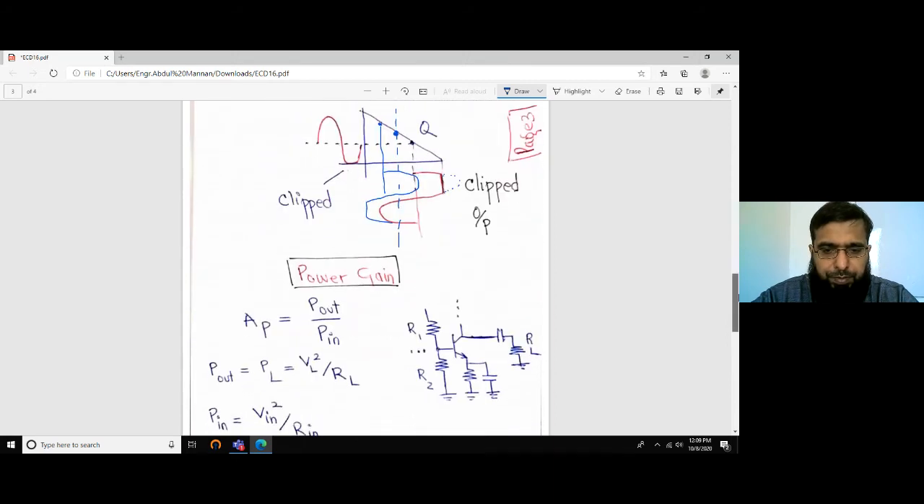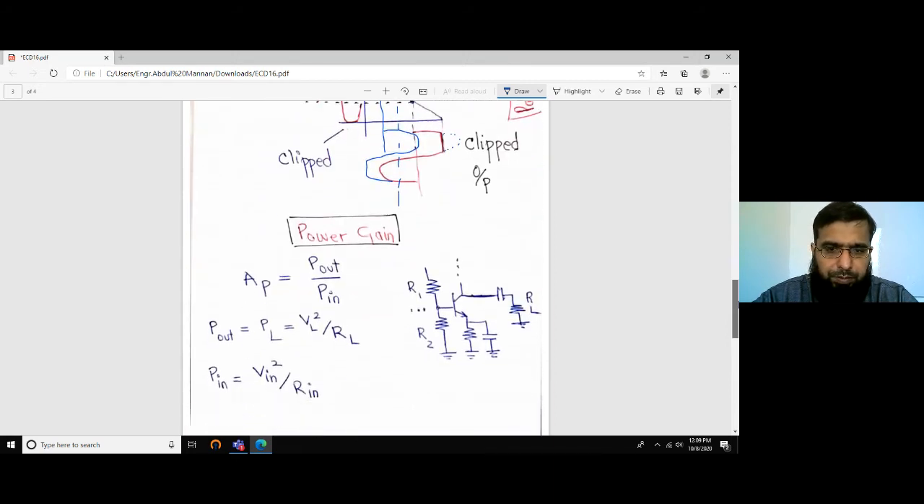Right? The last topic that we will study in this lecture will be the power gain. Power gain is the ratio of the output power to the input power. And if it is a class A amplifier, the output voltage would be the voltage drop across this load RL, and the power dissipated can be computed using the formula VL squared over RL. We studied that in linear circuit analysis, the first course on electrical engineering. And Pin would be Vin squared over Rin.